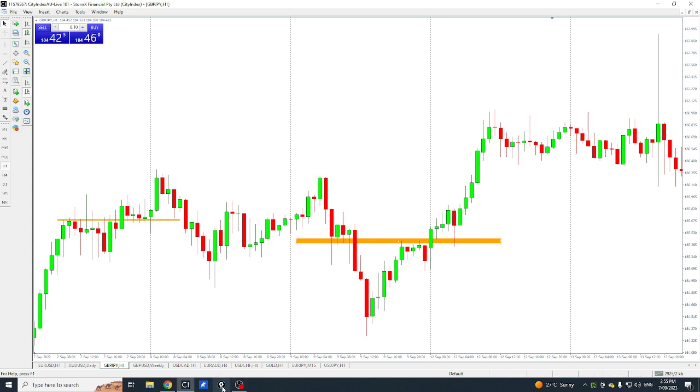If I draw, I'll show you in a, what do you call, I'll paint it for you so you would understand what's happening here. So this is our base, right? And then price broke out of here, as you can see.